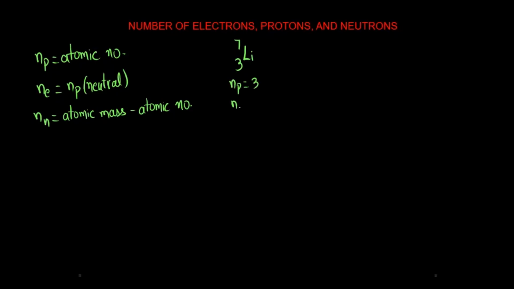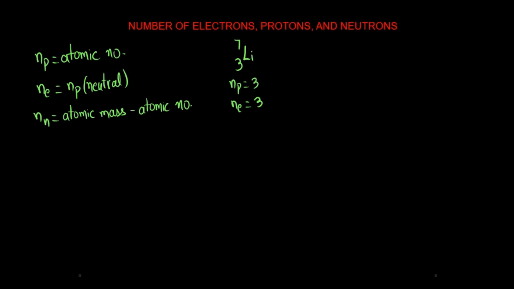The number of electrons is the same as the number of protons, so 3. And this is because the atom is neutral. Look at lithium. As of now, there is no charge on it. If there was a plus, then we would do a different calculation. But in this case, there is no charge. So the number of electrons would be the same as the number of protons.